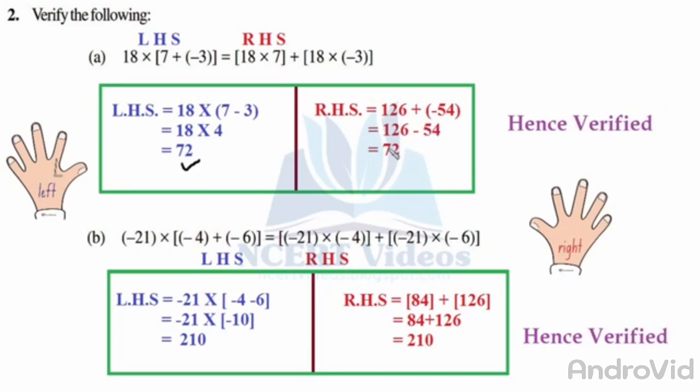And 12 minus 5 is 7. Therefore the answer is 72. And you can see that both left hand side and right hand side are equal. Therefore it is verified. Hence, verified is your answer. In this manner we will do the second part, separating it into left hand side and right hand side, solving them separately, and if they are equal then it is verified.